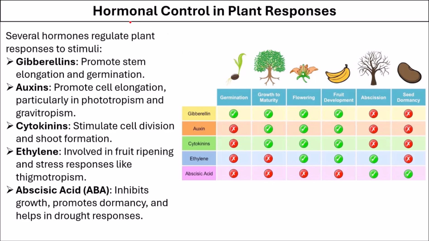Plant hormones work in very small amounts and often interact with each other to control plant growth and development. For example, gibberellins promote stem elongation and germination. Auxins promote cell elongation, particularly in phototropism and gravitropism. Cytokinins stimulate cell division and shoot formation. Ethylene is involved in fruit ripening and stress response, like thigmotropism. Abscisic acid, also known as ABA, inhibits growth, promotes dormancy, and helps in drought response.